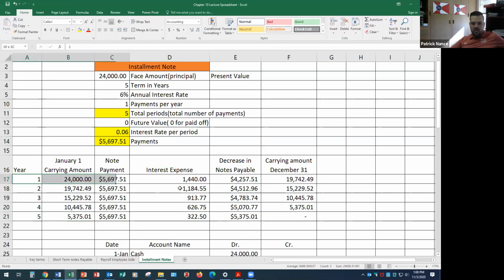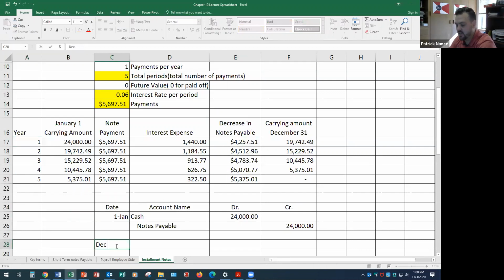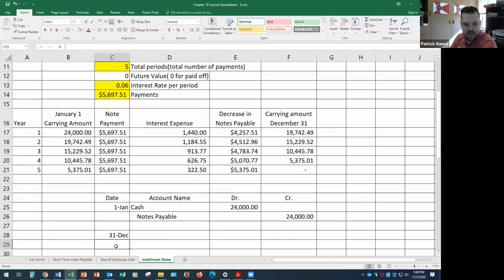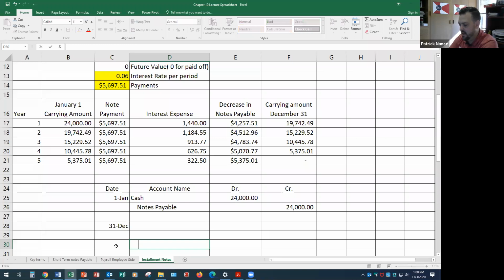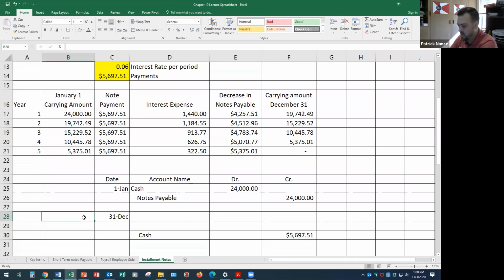So what does a journal entry for these look like? This is my January 1st journal entry for taking out the note payable in the first place. So what's my December 31st entry look like for when I make that payment? Well, first things first, cash is obviously credited because I'm paying money. So this is December 31st of year 1. I'm going to credit cash for 5697.51.